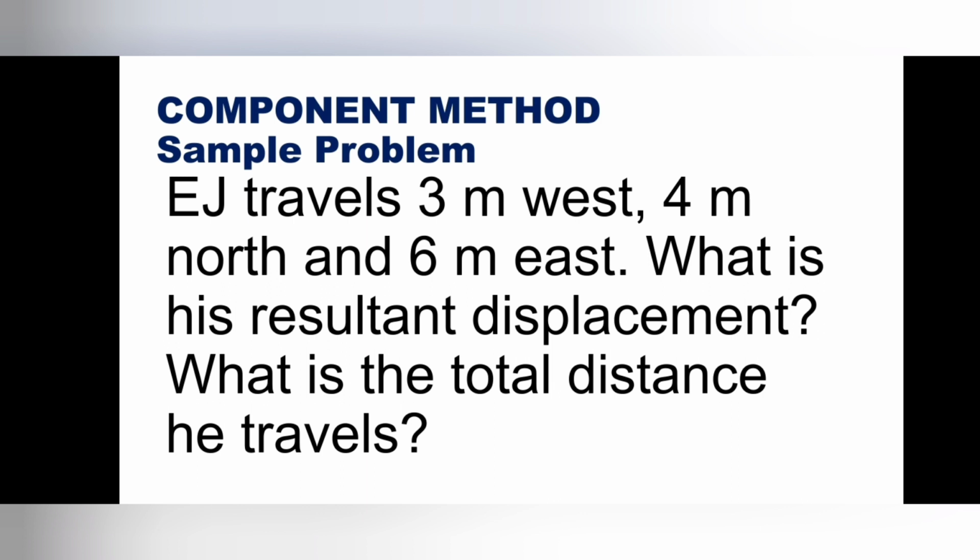Since you're looking for the total distance, you don't consider the direction. You just add 3 meters plus 4 meters plus 6 meters, and that gives you 13 meters. So 13 meters is the total distance he travels. While for the resultant displacement, you need to use the component method in solving this kind of problem. Or if you want, you can also do the graphical way. But for more accurate results, it's better to use the component method.